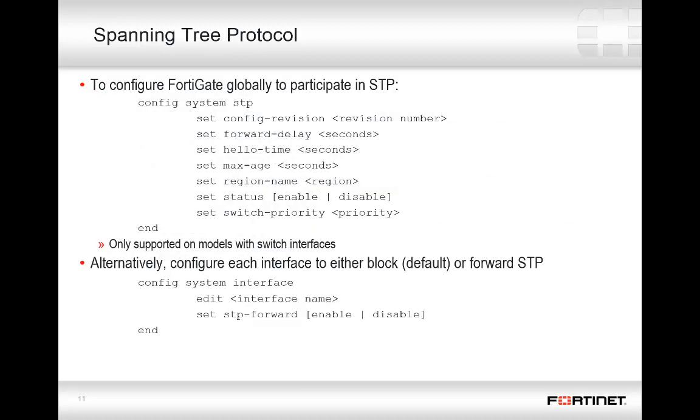To enable STP globally, use the config system stp command in the CLI. To configure STP on each interface, use the set stp forward command while inside config system interface. Note that this is only supported on models with switch interfaces such as FortiGate 30D, 60C, 60D, 80C, and 90D.